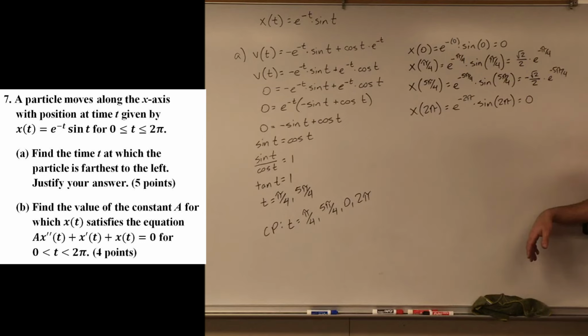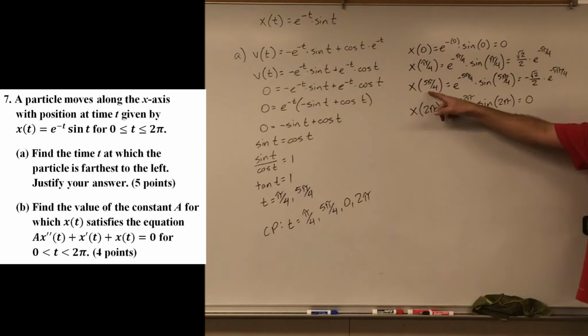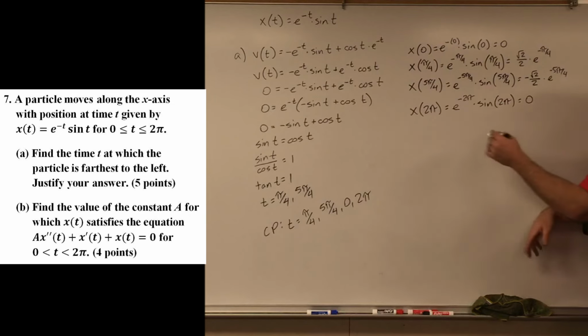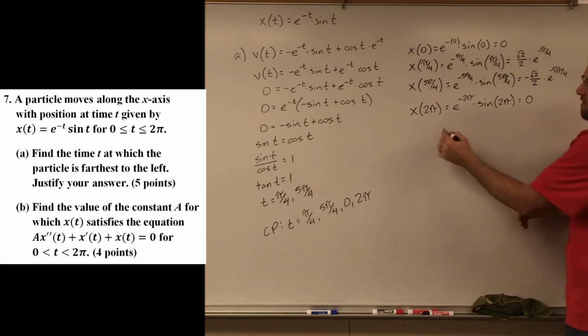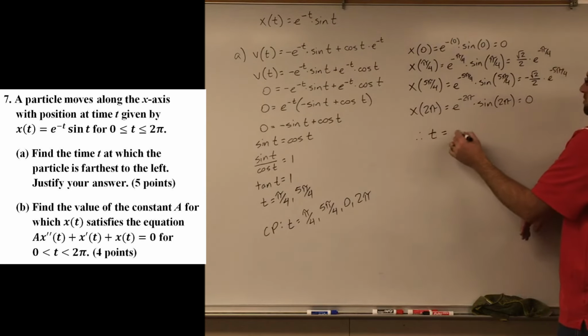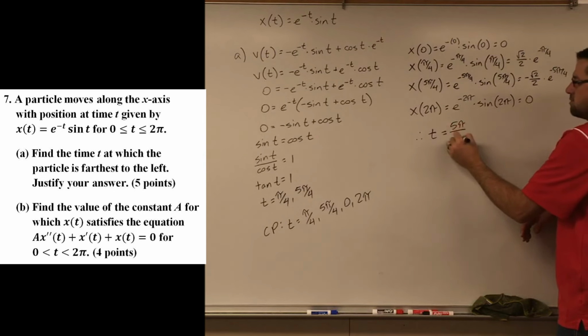Find the time at which the particle is farthest to the left. So we are looking for the absolute minimum. Which one's the least value? At 5 pi over 4. Because these are zeros, this value is positive, and since it's the only negative one out of all those, that's it. Notice it doesn't say what is the position, it says at what time value. So we'd say, therefore, when t equals 5 pi over 4. That's it.